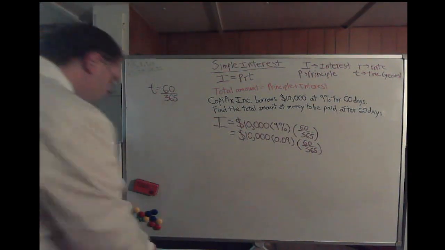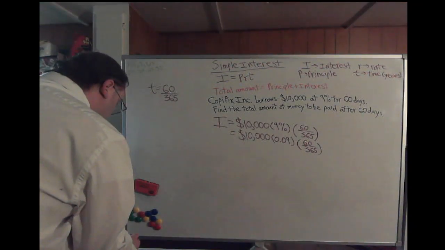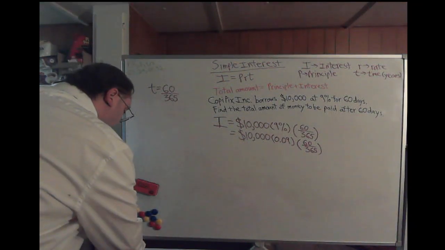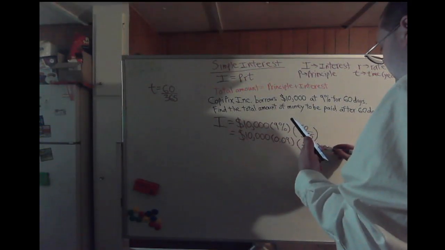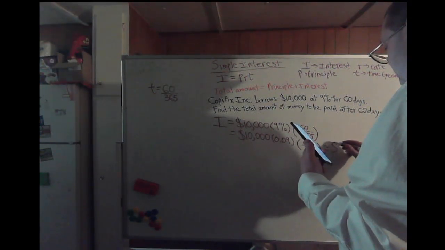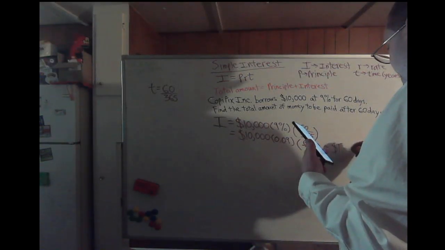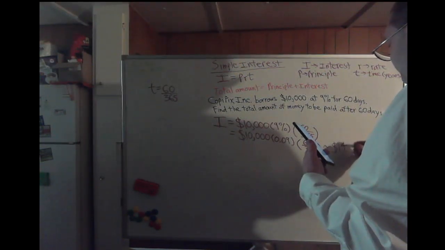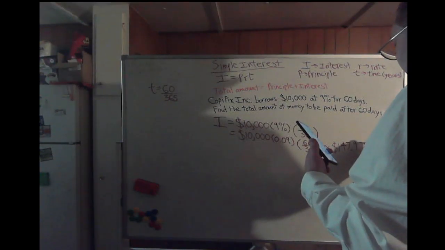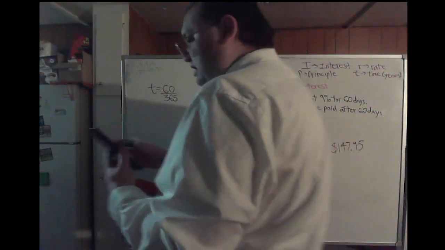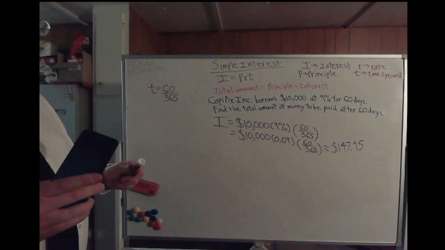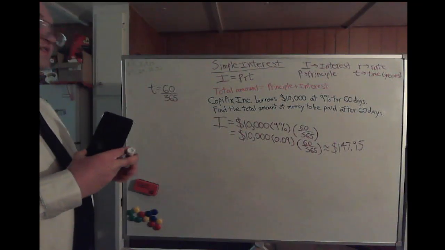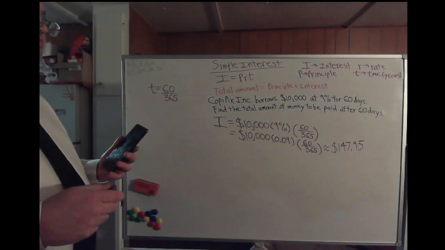Which gives me approximately, if you round to the nearest hundredth, which would give you the nearest cent, approximately equal to $147.95. So yeah, that rounds to approximately $147.95 if you round to the nearest cent on your calculator.